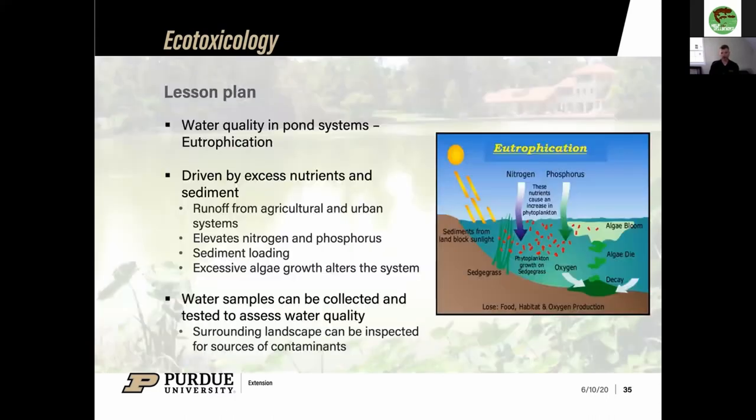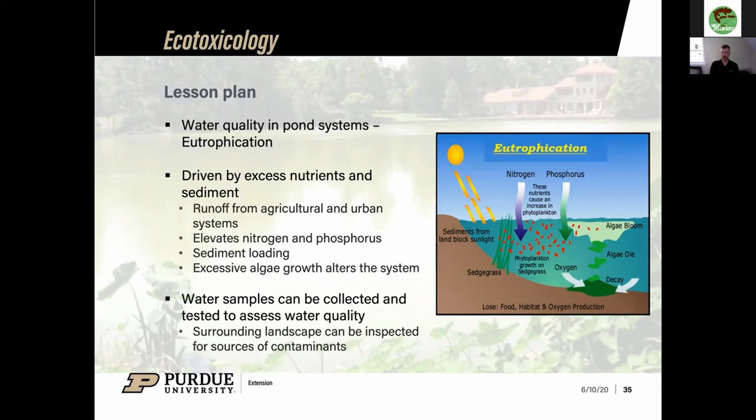So the lesson plan we developed is focused on trying to get students thinking about water quality, in particular focusing on pond systems that can easily be sampled. In particular, we're going to look at eutrophication. For many systems, especially in the agricultural Midwest, eutrophication is a big problem with nutrients like nitrogen and phosphorus getting into these systems. And when these enter aquatic systems, especially at high levels, you can get things like sediment loading and excessive algal growth that can really have a detrimental effect on that aquatic system.